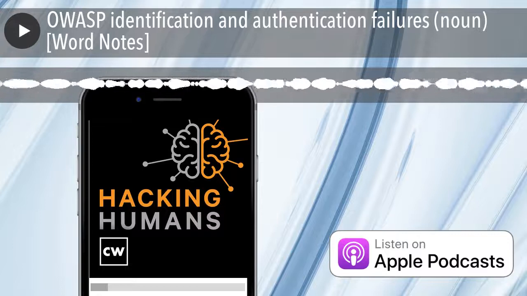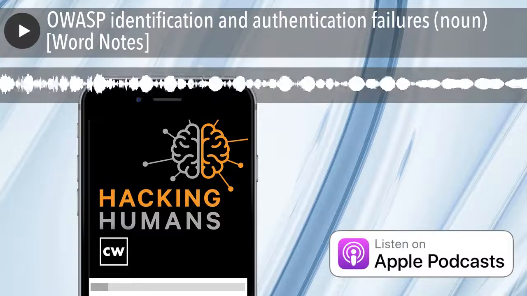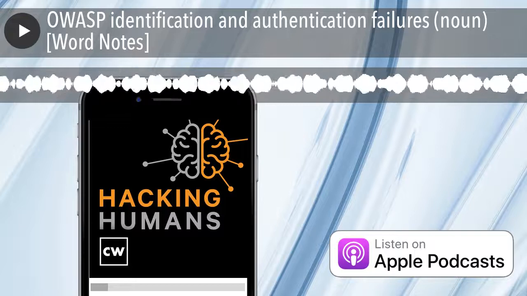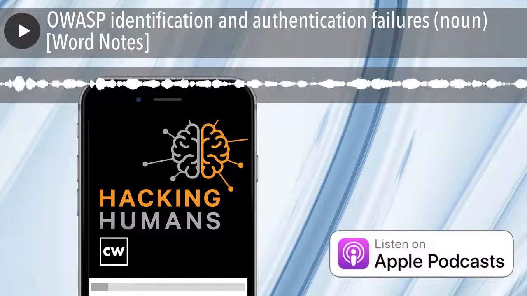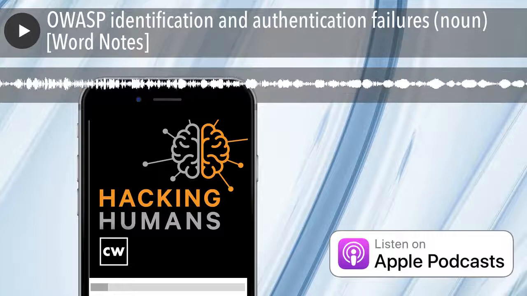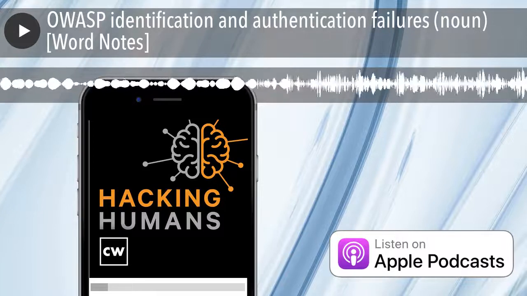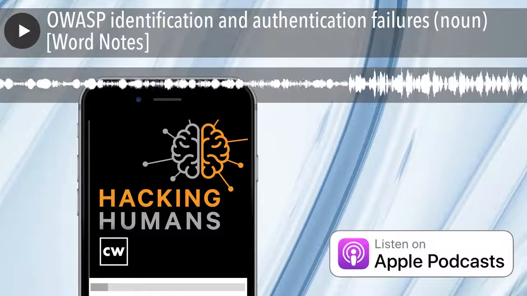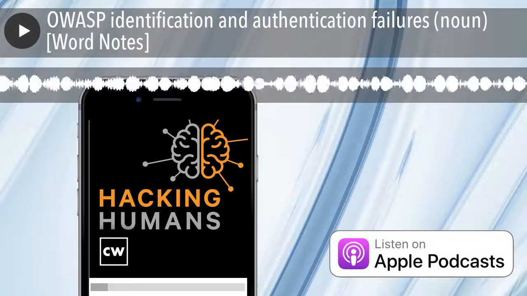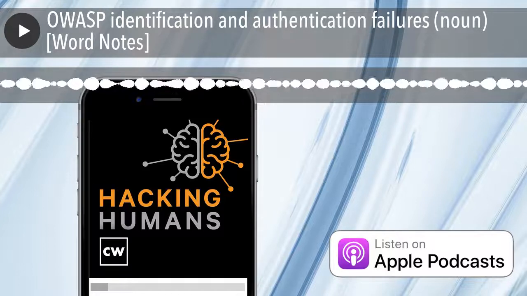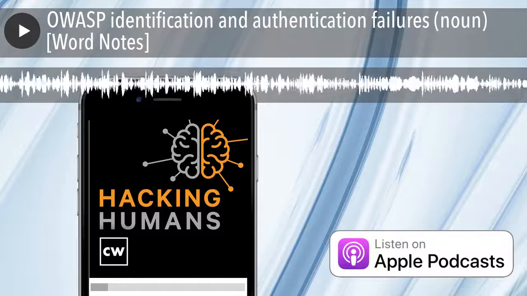The word is OWASP, Identification and Authentication Failures. Spelled O for open, W for web, A for application, S for security, P for project, identification for recognizing a legitimate user, authentication for validating that the legitimate user has permission to access the resource, and failures for lack of success.